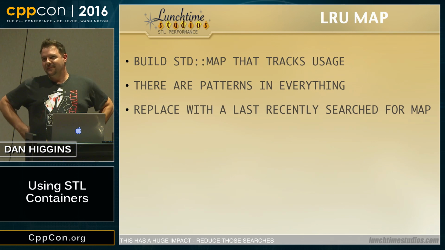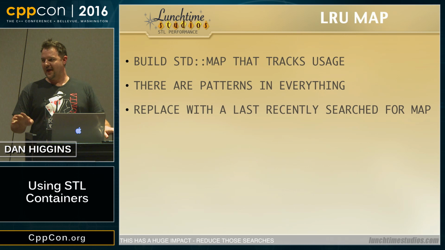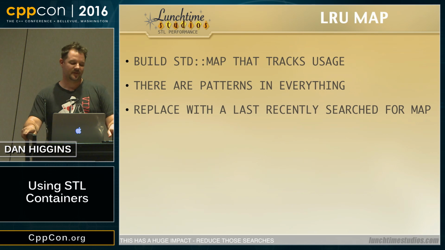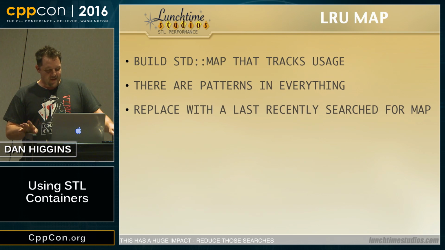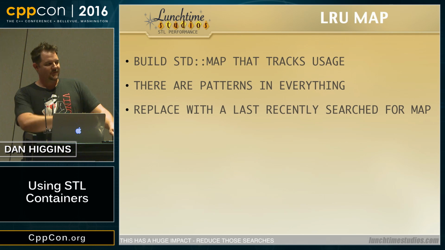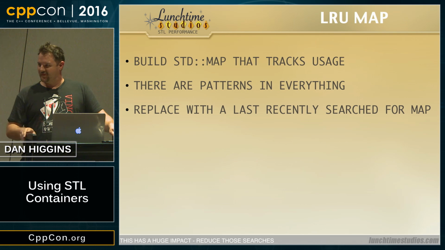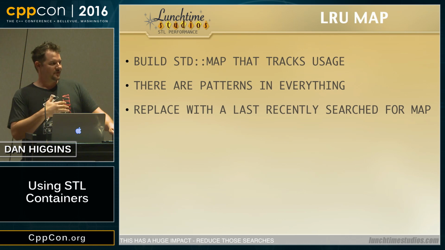Now, one really big thing for legacy code, so MathWorks, 100 million lines of code, things like that, was in maps. They have things that they would look up the same item millions and millions of times, and the data would never change, and the answer was always the same one they were looking up. So I built an std::map that would track that usage. It just simply produced stats. So let's just find the ones that produce the problems. And then I can replace it with a last recently used map.